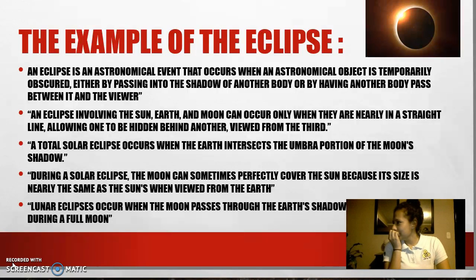Allowing one to be behind another as viewed from the third. A total solar eclipse occurs when the Earth enters the umbra portion of the Moon's shadow. During a solar eclipse, the Moon can sometimes perfectly cover the Sun because its size is nearly the same as the Sun when viewed from the Earth. Lunar eclipses occur when the Moon passes through the Earth's shadow. This happens only during the full moon.